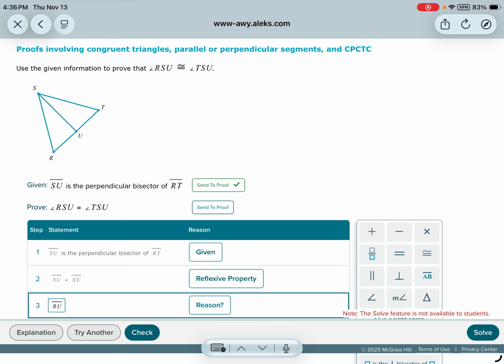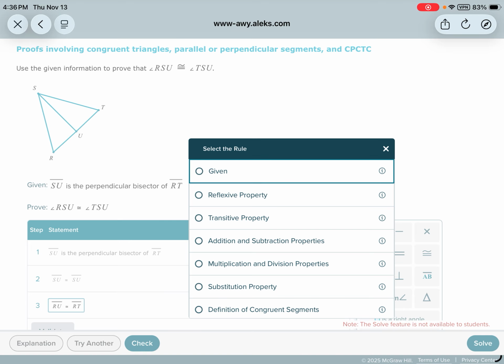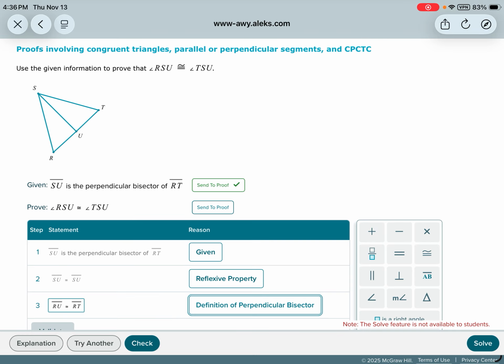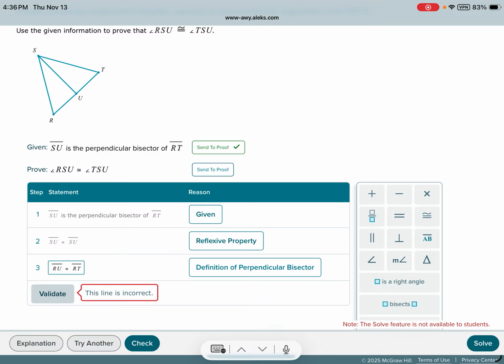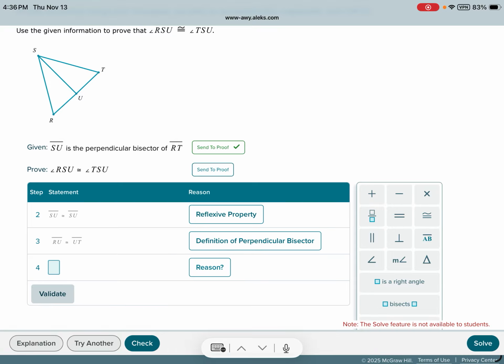RU is congruent to RT. And we have to use the word perpendicular bisector. So let's go find definition of perpendicular bisector. Well, what did I write wrong? RU, oh, I wrote RT, it should be UT. There we go, validate, nice. Okay, so I got my two segments. Now I need to do my angle.